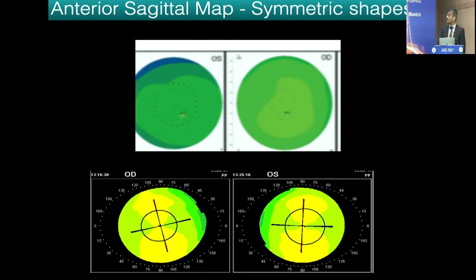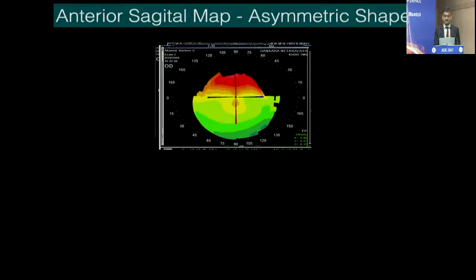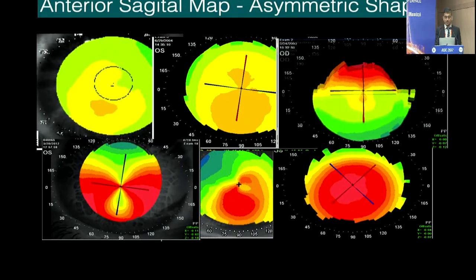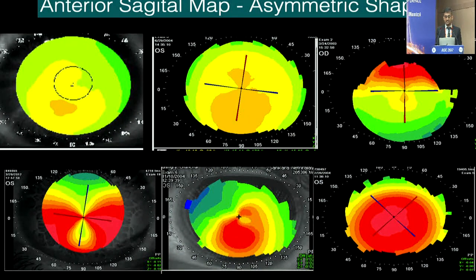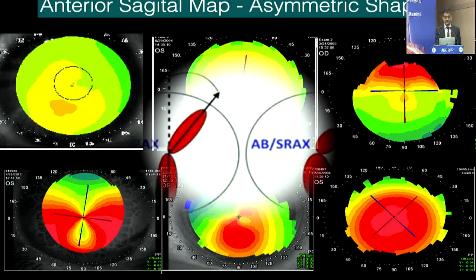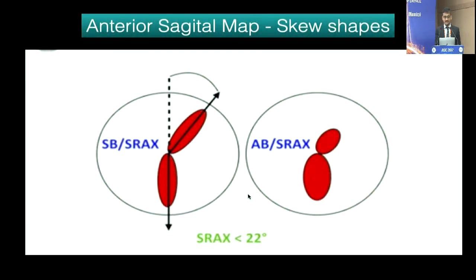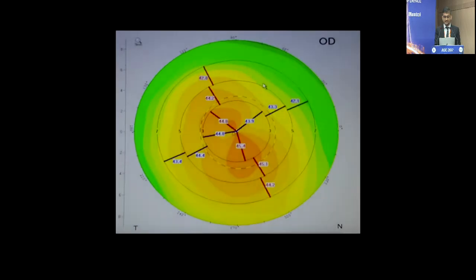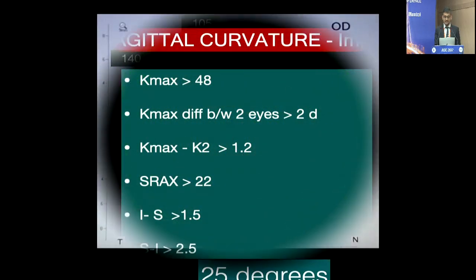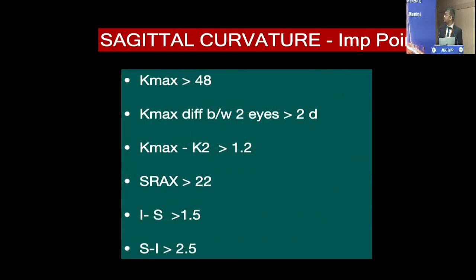It also gives you shape. These can be symmetrical shapes, or asymmetrical shapes, which can show pointers towards the different types of ectasias. Like here you see pellucid marginal degeneration, and here you see keratoconus. Then you need to look at the skewing in the case of bow tie astigmatism. If the tilting of one of the lobes is more than 22 degrees, as can be seen here, then it is abnormal. So these are the important points that you have to remember when you're looking at the sagittal curvature.